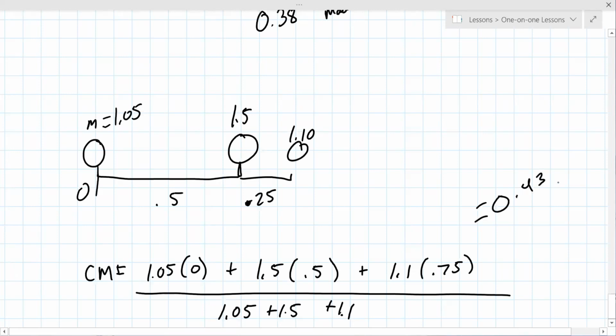0.43 meters. Center of mass is always a position. All right, correct. Okay, that will be a great place for us to stop.